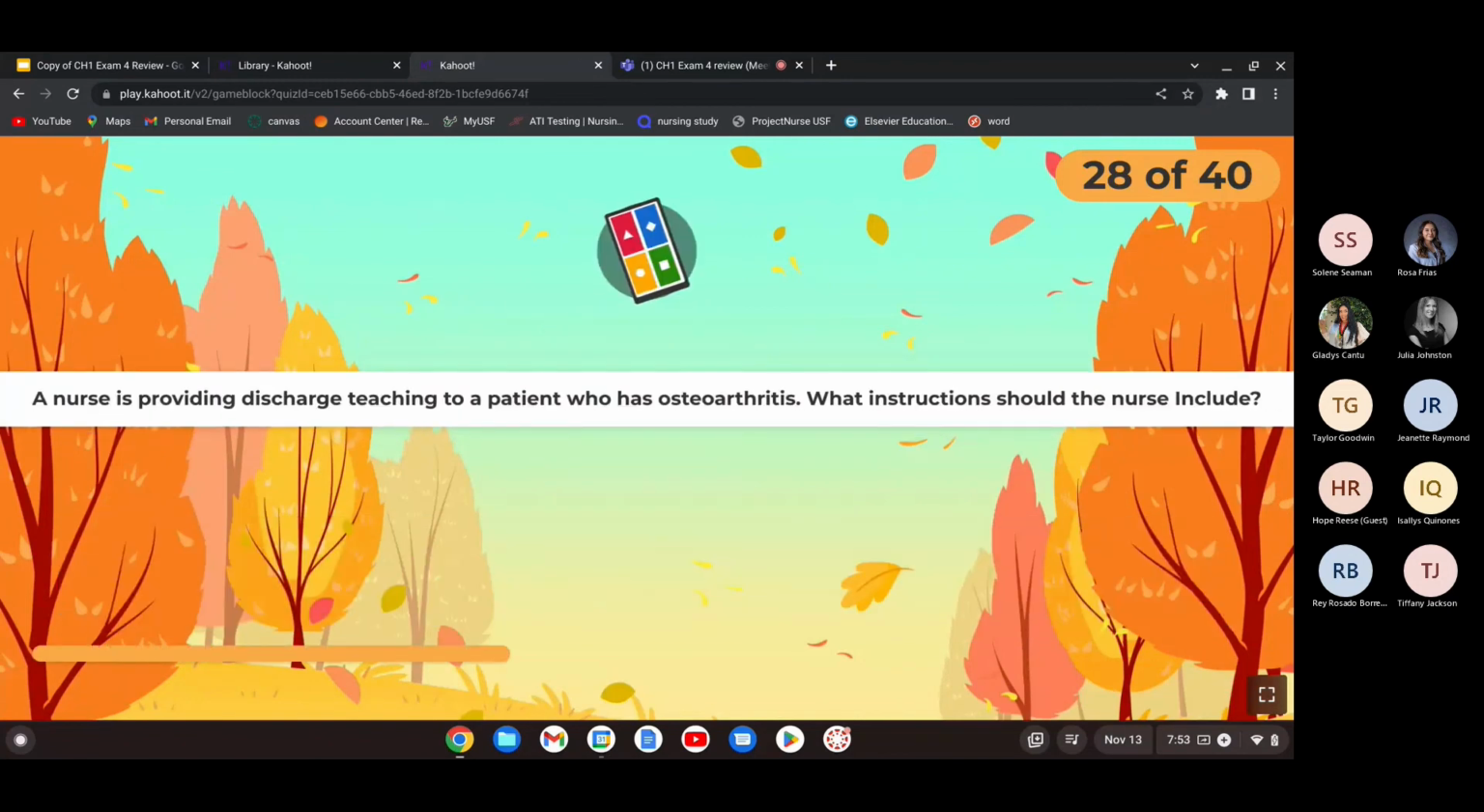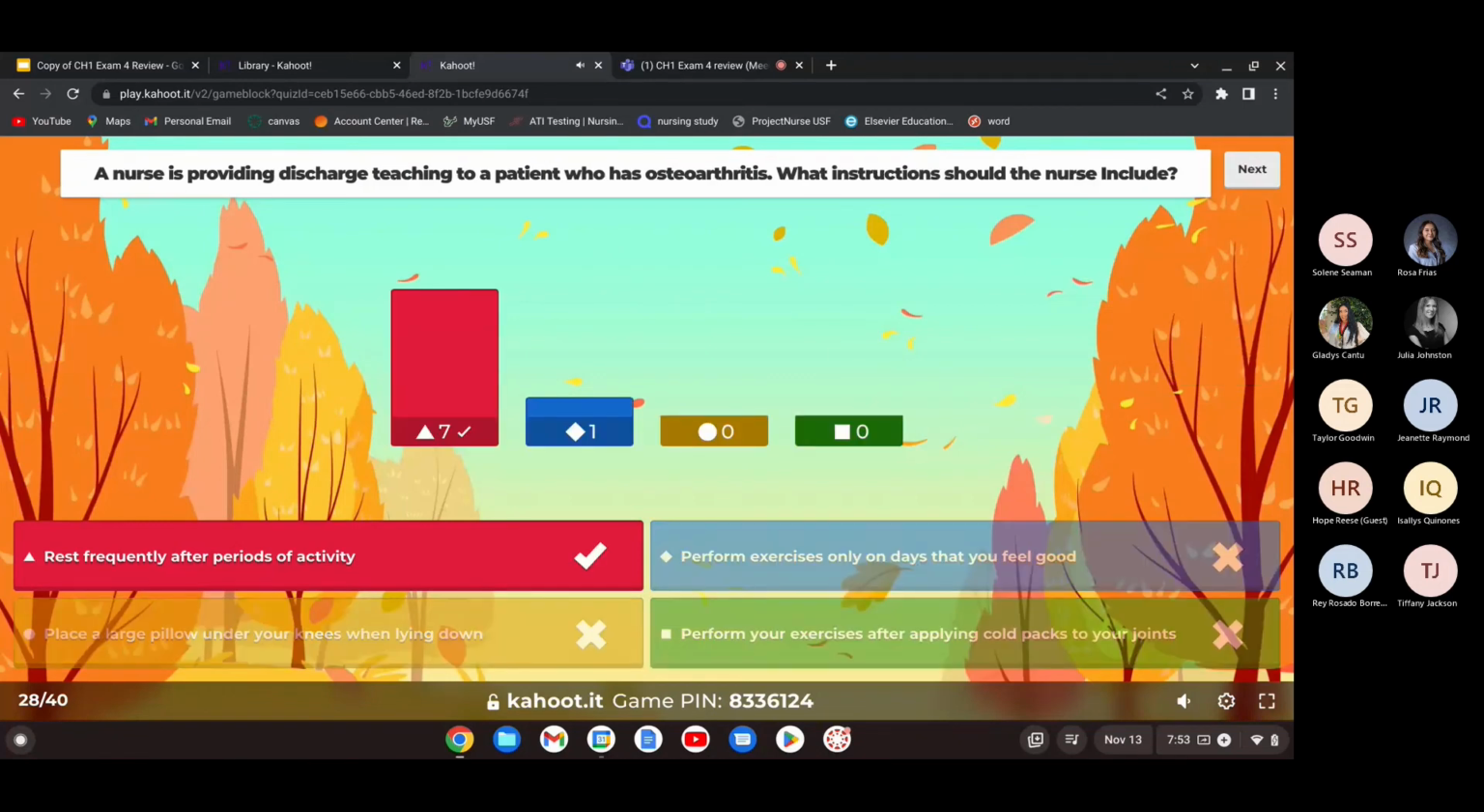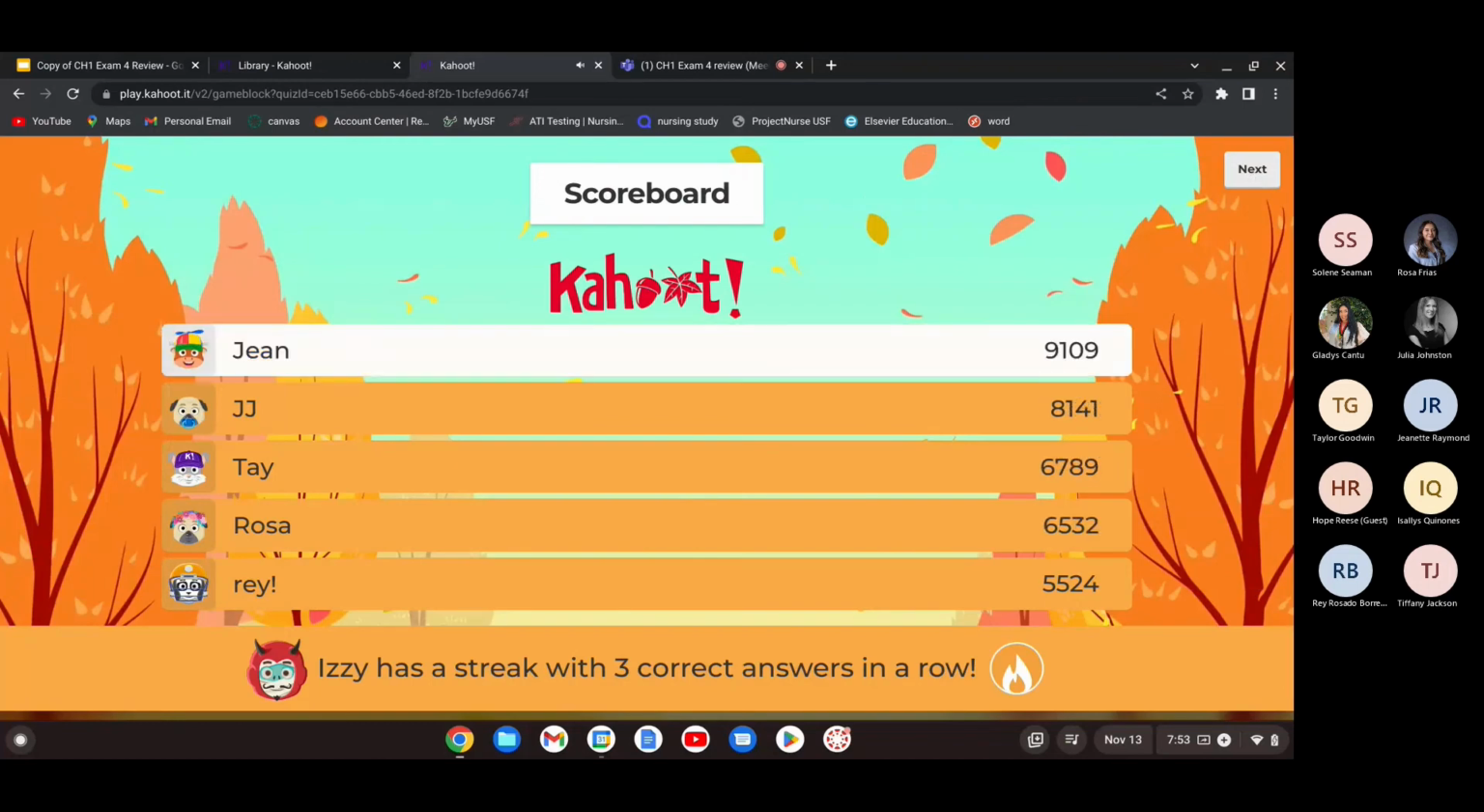A nurse is providing discharge teaching to a patient who has osteoarthritis. What should the nurse include? Awesome. Rest frequently after periods of activity. We want to promote rest, but we also want to balance activity as well. So if we tell them to perform exercises only on days that feel good, well, what if they have no good days? Do we want them being immobile? No, we still want to promote activity, but we're going to balance it with rest.